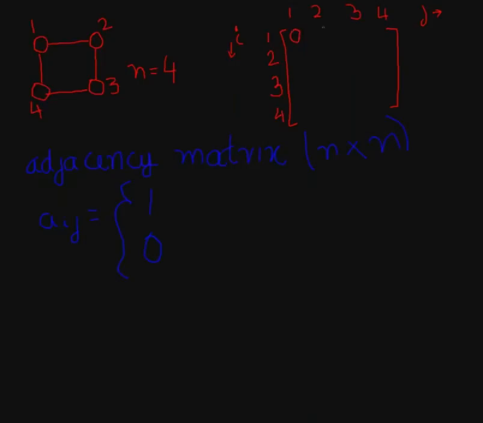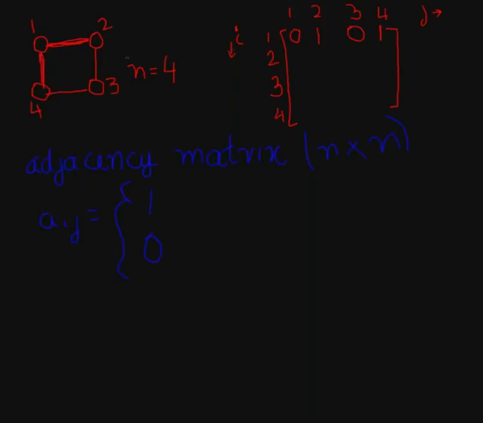Is node 1 connected to node 2? And we see that there is a connection over here, so the value here is 1. Is node 1 connected to node 3? No, node 1 is not connected to node 3, so the value here is 0. Is node 1 connected to node 4? Yes, there is an edge right over here, so the value here is 1. And we can use this to fill out the rest of this adjacency matrix.